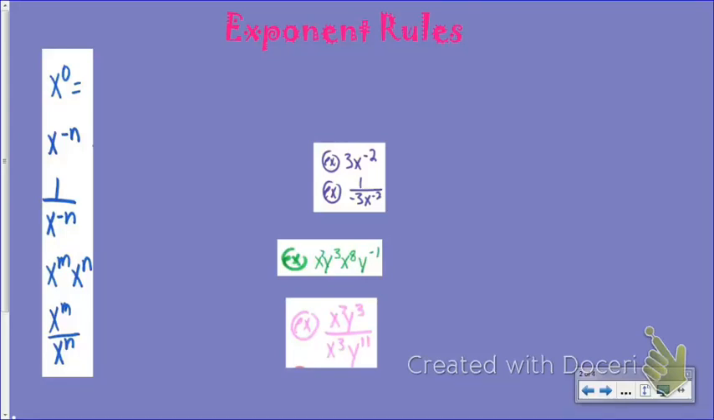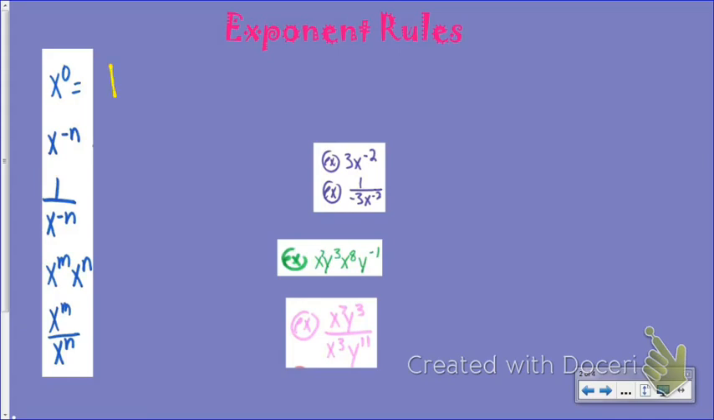Alright guys, today we're going to review some exponent rules that you learned in Algebra 1 and then again in Algebra 2. We're just going to go through a couple of these and look at some examples of each one. So the very first one is any number or any variable raised to the 0 power. That is always going to give us 1.